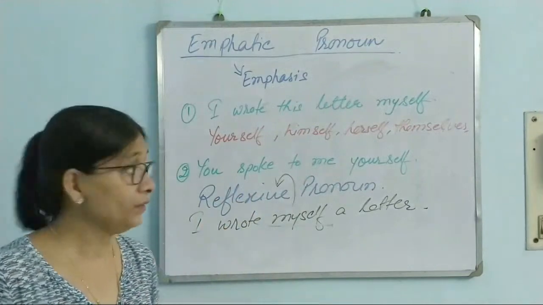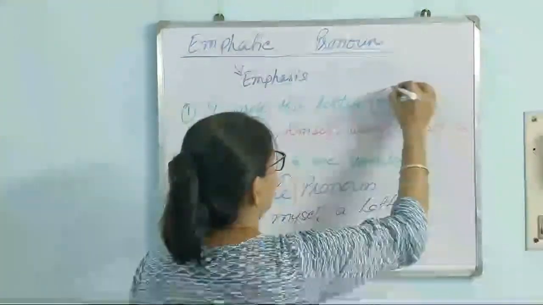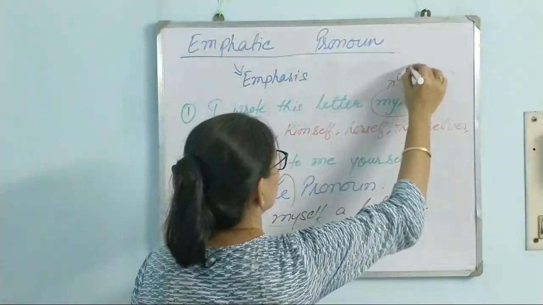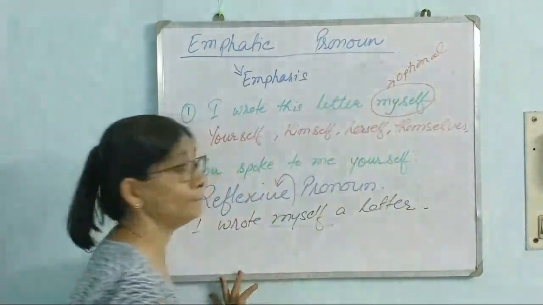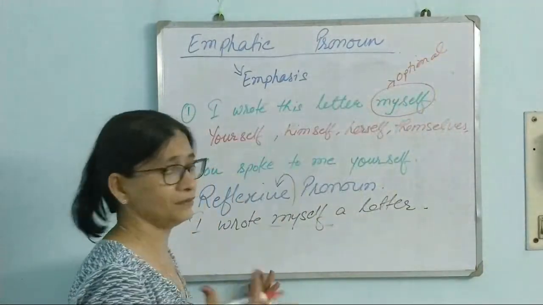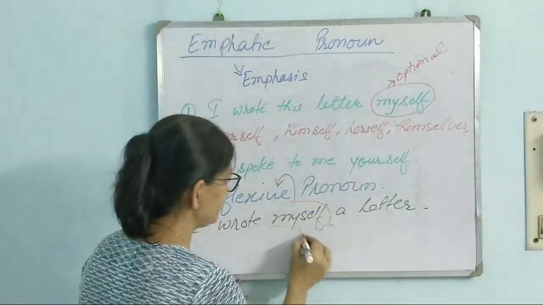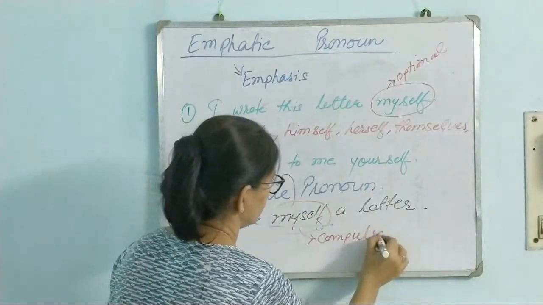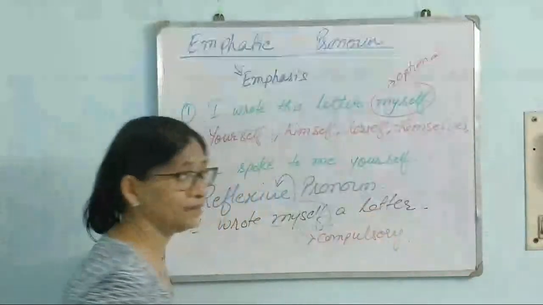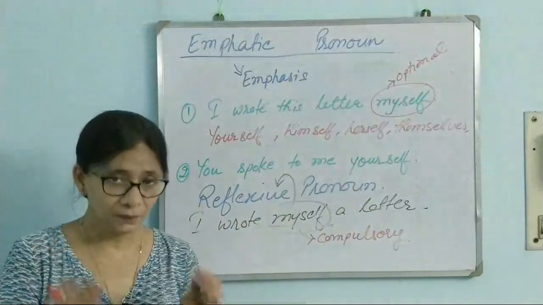And one more difference is, here myself was optional. Not necessary, not compulsory, but it just does some function. But here, myself is compulsory. Without myself, the sentence does not give proper meaning.